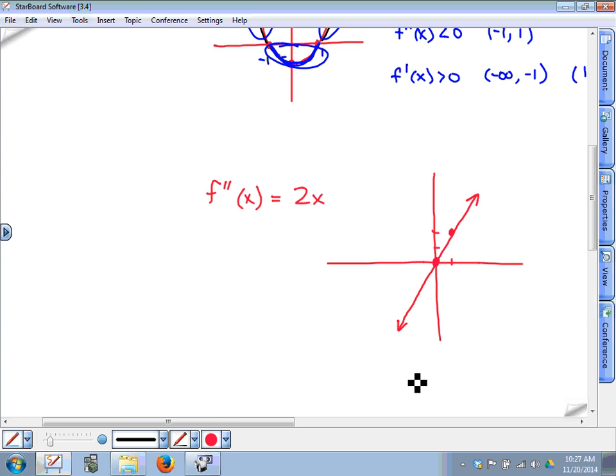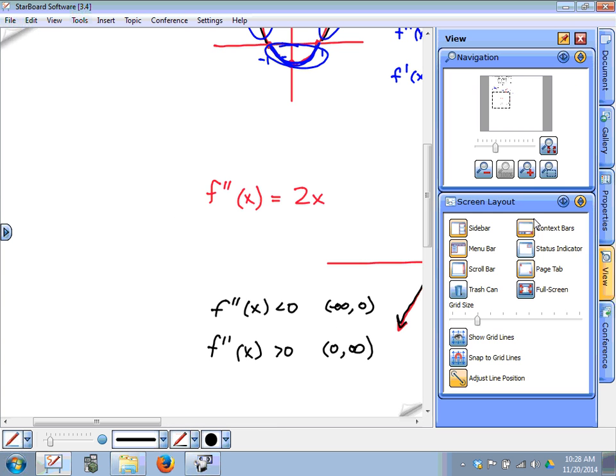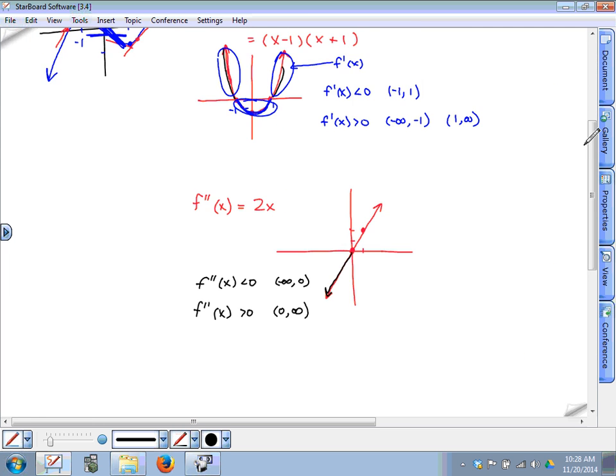So what are we finding now? This piece of the graph that I'm highlighting in black is below the x-axis, obviously. So would I say f double prime of x is less than 0 on what interval? And then f double prime of x is greater than 0 from 0 to infinity. Now I can't fit it all on the same screen here. Hold on a second. There we go.